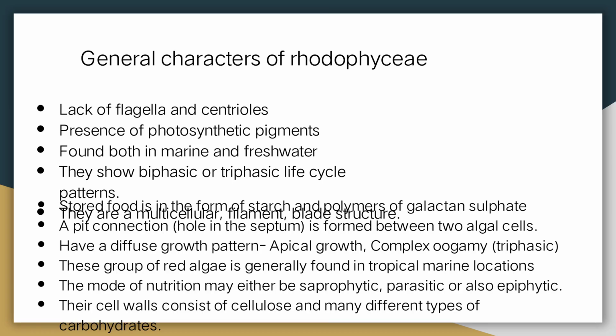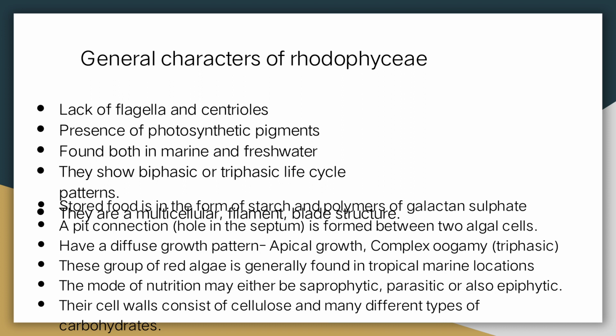General characters of Rhodophyceae: lack of flagella and centrioles, presence of photosynthetic pigments, found both in marine and freshwater. They show biphasic or triphasic life cycle patterns. Stored food is in the form of starch and polymers of galactose sulfate. A pit connection is formed between two algal cells. They have a diffuse growth pattern, that means apical growth. Complex oogamy.